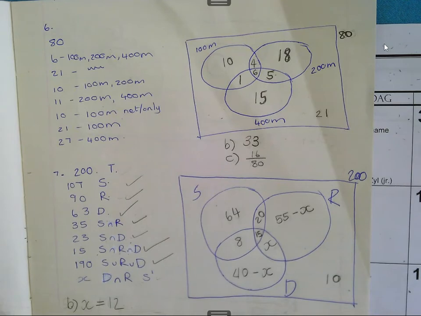So the first question after drawing the Venn diagram is to calculate the value of x. Now the value of x is 12. How would I calculate that? Who has a plan for me? Moana, try?